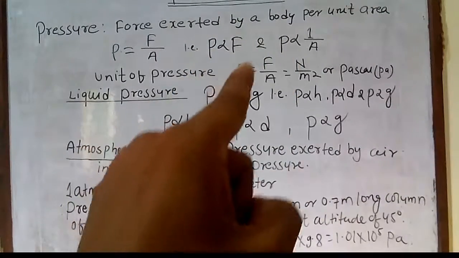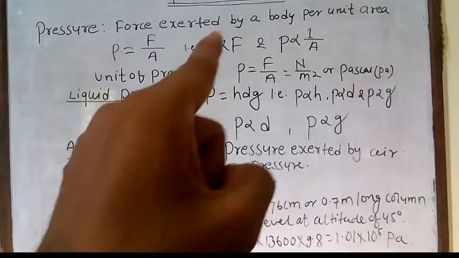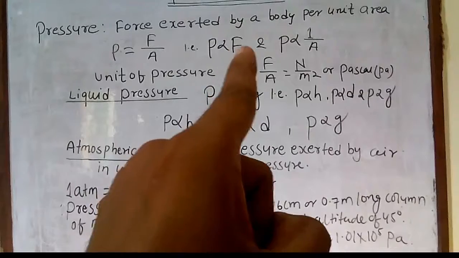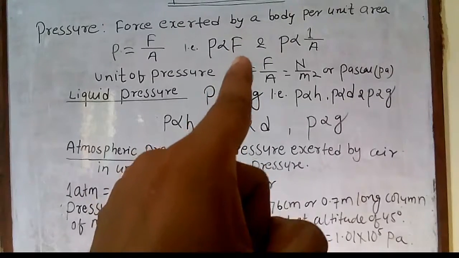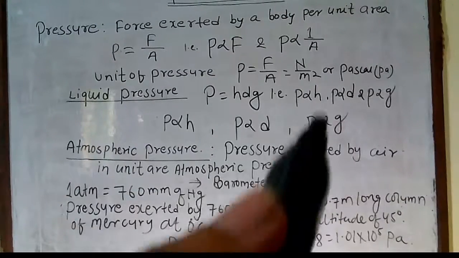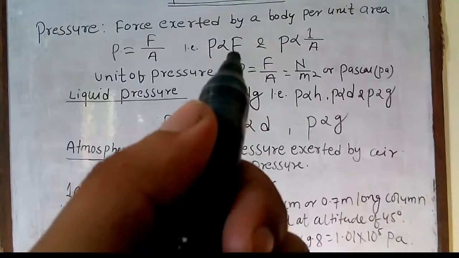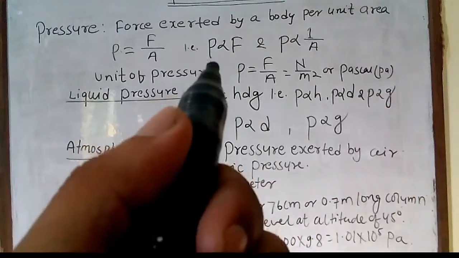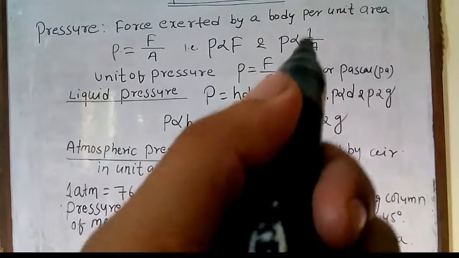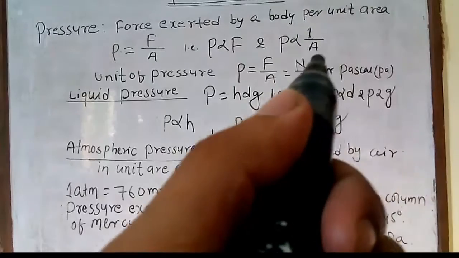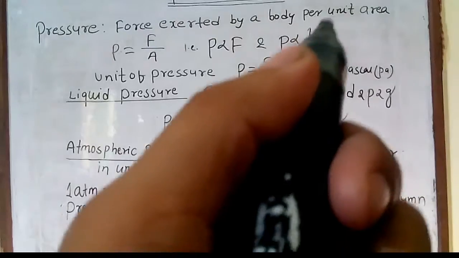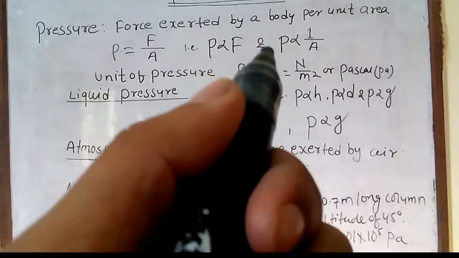So what is the meaning of directly proportional? Pressure is directly proportional to force. It means that when we increase the force, then pressure is also increased, and when we decrease the force, then pressure is also decreased. And the second one, what is the relation between pressure and area? This is an inverse relation. It means when the area is small, then pressure is increased, and when the area is big, then pressure is decreased.